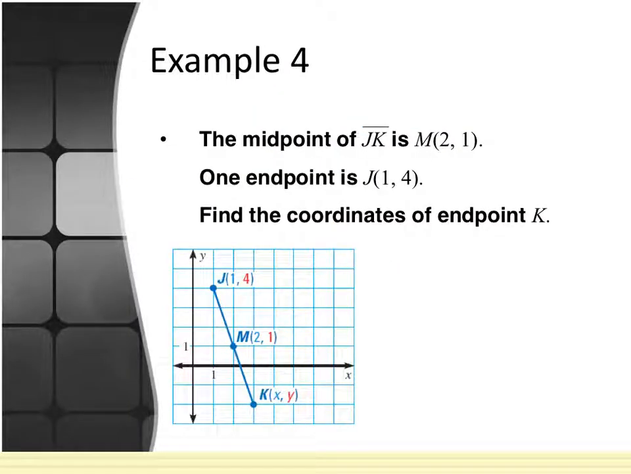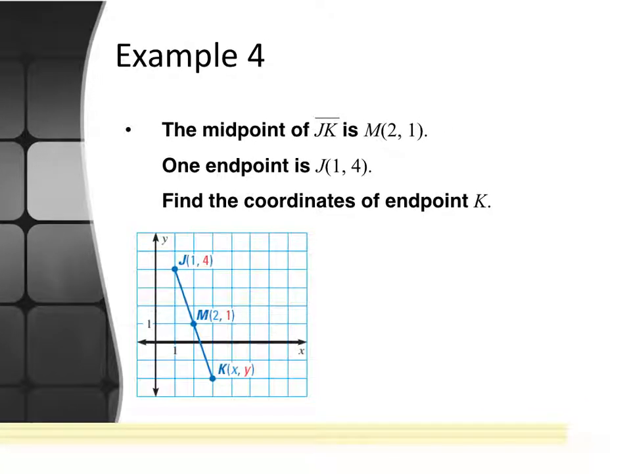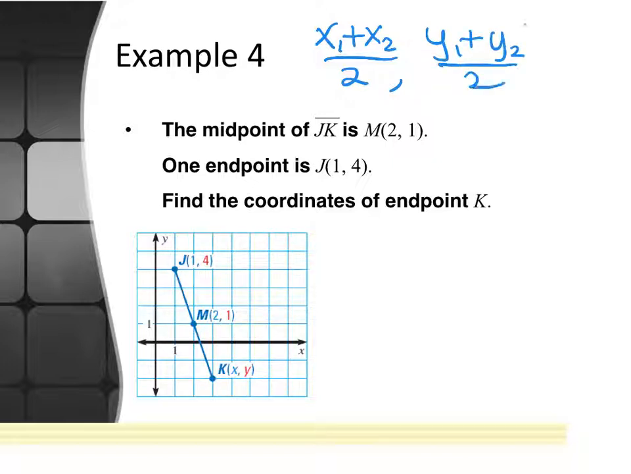All right, so in example 4, notice I'm given the midpoint and one of the endpoints. I need to find the coordinates of the other endpoint. Now, because I've graphed them, I could figure out what the ordered pair is for k. But if you don't have a figure or you don't have a graph, then we're going to use the formula. So again, remember your formula is x1 plus x2 divide by 2, y1 plus y2 divide by 2.